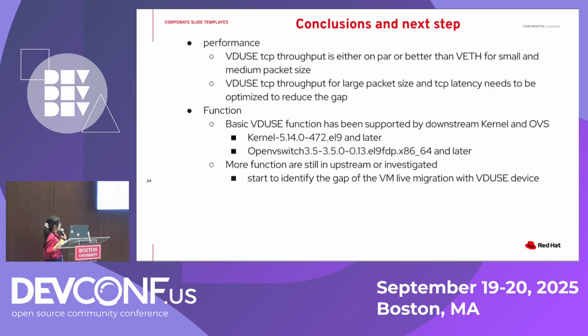And on the function side, the basic vDPA feature has been supported on the downstream kernel and OVS, but the more advanced functions are still in development upstream. Besides the container, we're also working on support for VMs, such as VM migration with the VDUSE device. So for the VDUSE project, in both performance and function, we are working on more of it. Yeah, I think that's it.